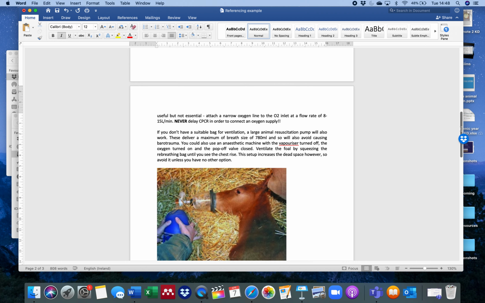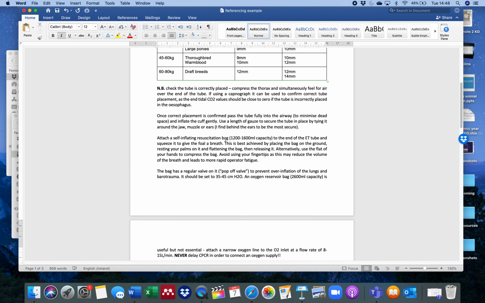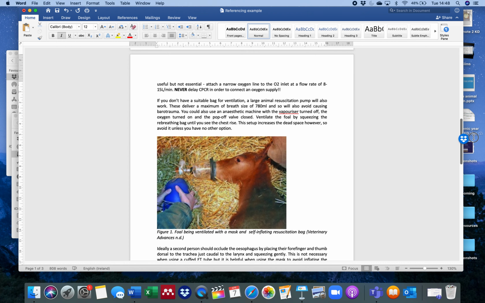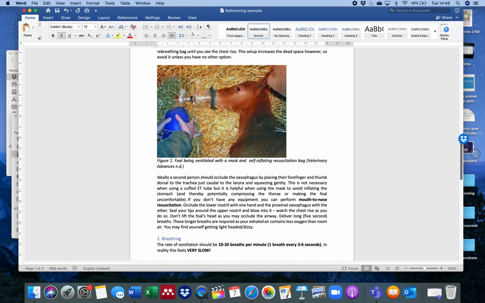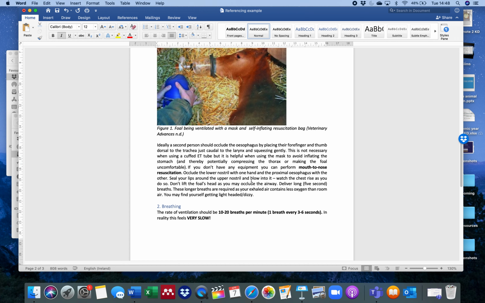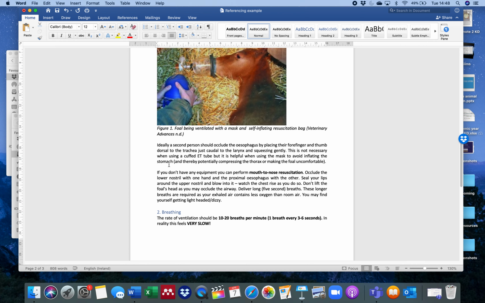So what was one big chunk of text is now broken up into several smaller paragraphs, and it's going to be easier to read. I don't want my reader to get lost halfway through a paragraph. Then in this paragraph down here, I've started off by occluding the esophagus and talking about why we do that. And then I've moved on to talking about mouth to nose resuscitation. So there are 2 different topics. The first part of this paragraph is currently dealing with occluding the esophagus. The second part is talking about mouth to nose. So I'm going to split this into 2 paragraphs at that point.